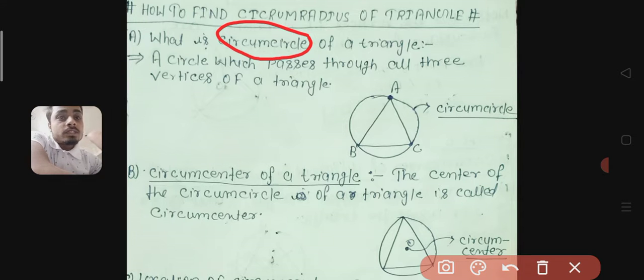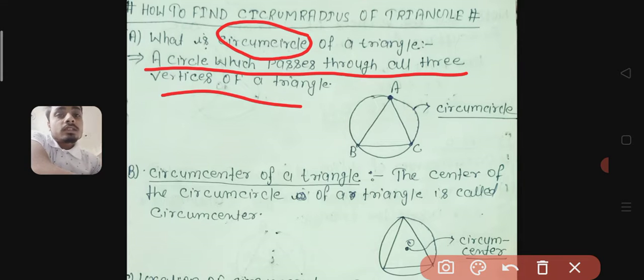So our first concept is: what is the circumcircle of a triangle? Learn it. A circle which passes through all three vertices of a triangle, that circle is called the circumcircle. It is a very important and very easy concept.